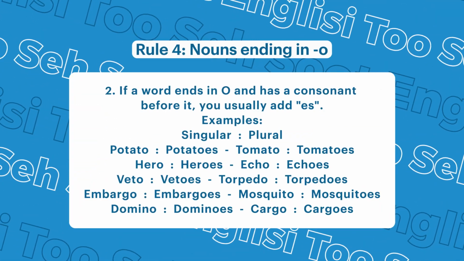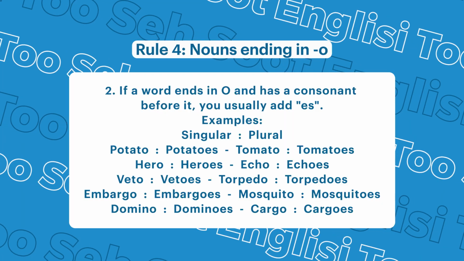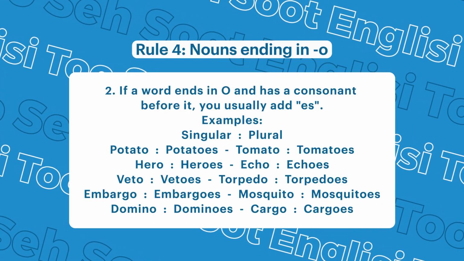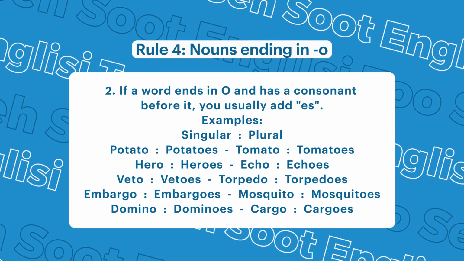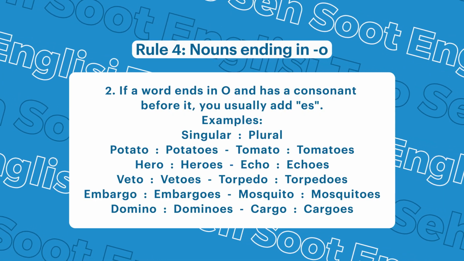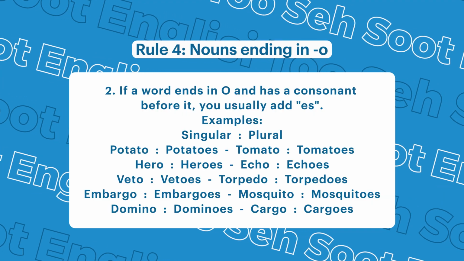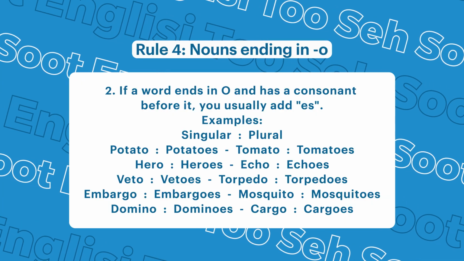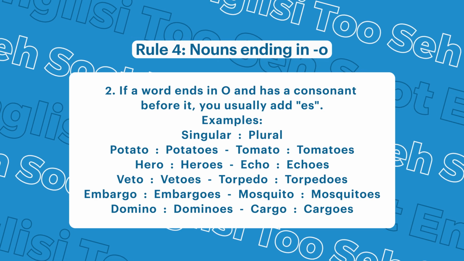Second, if a word ends in o and has a consonant before it, you usually add es. For example, potato becomes potatoes, tomato tomatoes, hero heroes, echo echoes, veto vetoes, torpedo torpedoes, embargo embargoes, mosquito mosquitoes, domino dominoes, cargo cargoes. Consonant plus o becomes es.